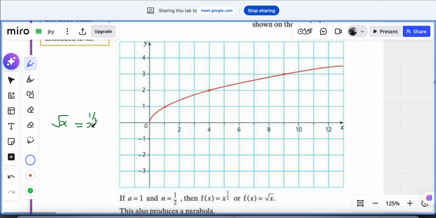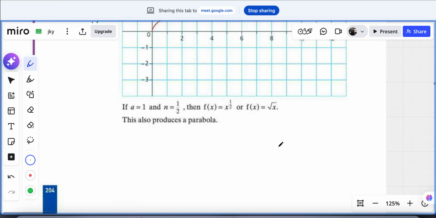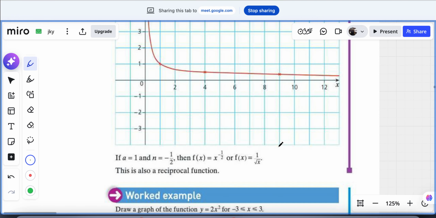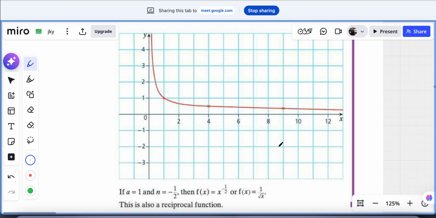So you choose values of x to get your table, and then x raised to the power half, not square, okay, raised to the power half. When you get your table, you put the values of x and you get the corresponding values of y, and then you plot the graph. The graph looks like this, and it produces a parabola.